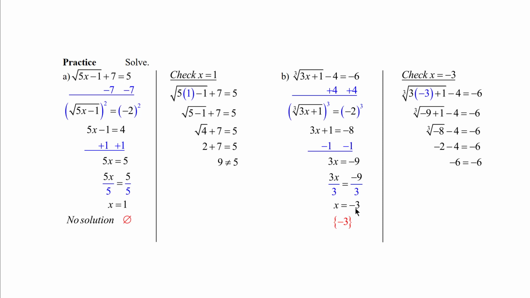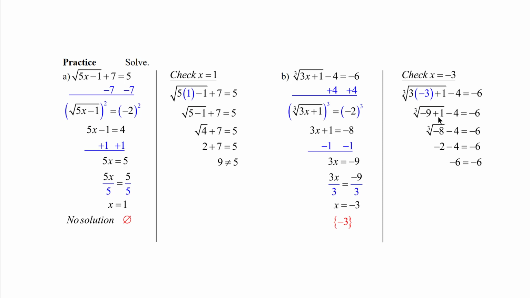Next, we verify that negative 3 is a solution to the original equation. We substitute negative 3 into the original equation for x. We get the cube root of 3 times negative 3 plus 1 minus 4 equals negative 6. Next, we simplify. 3 times negative 3 is negative 9, and then we bring down all the other terms. So I have the cube root of negative 9 plus 1 minus 4 equals negative 6.